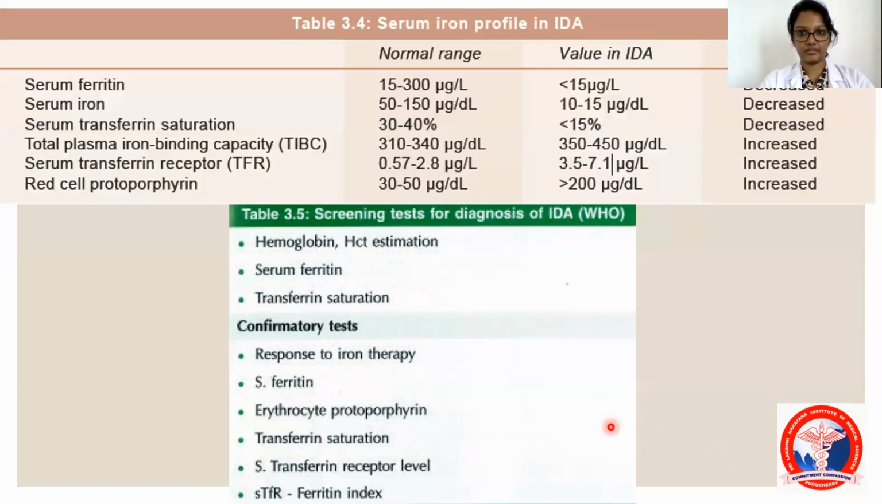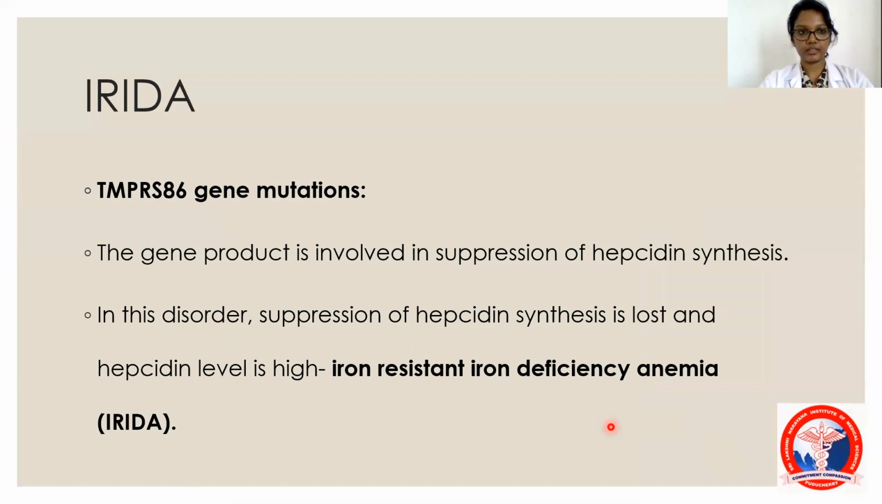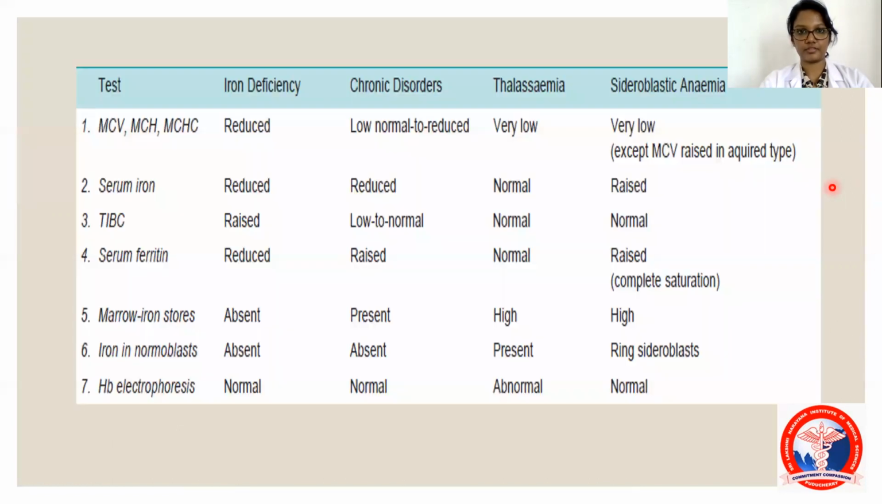serum transferrin receptor levels. Now, IRIDA, which is iron resistant iron deficiency anemia, is a condition caused by a mutation in the TMPRSS6 gene. This gene product is involved in the suppression of hepcidin synthesis. So in this disorder, suppression of hepcidin synthesis is lost and the hepcidin level is high. Therefore, it's called iron resistant iron deficiency anemia.